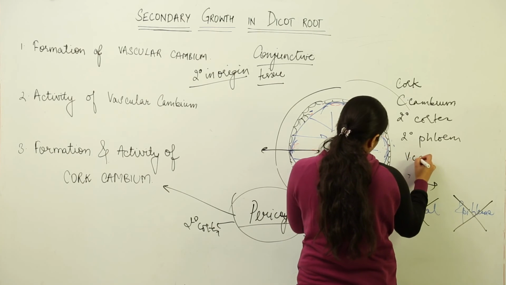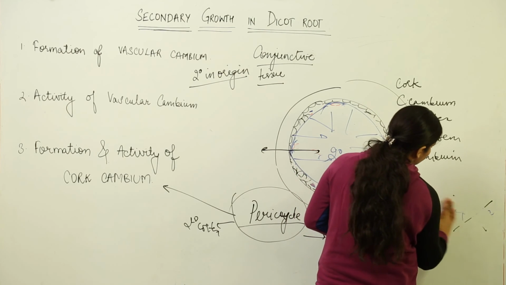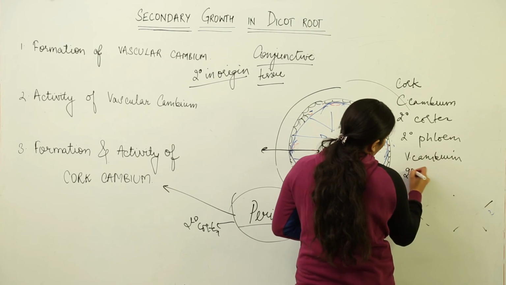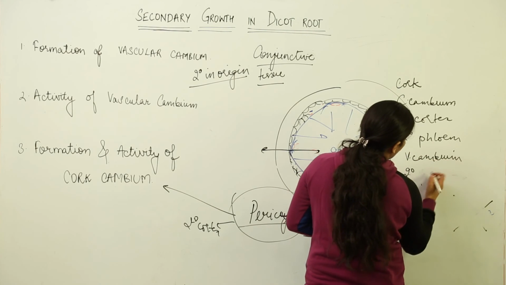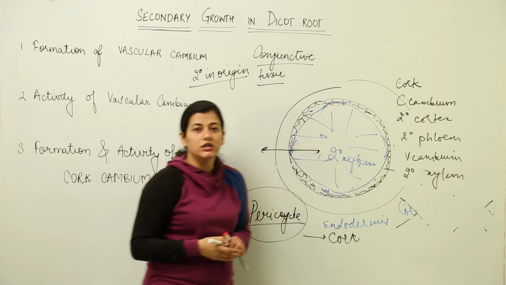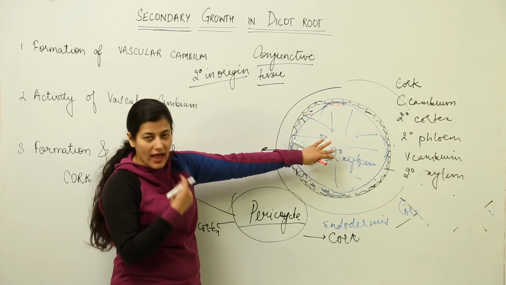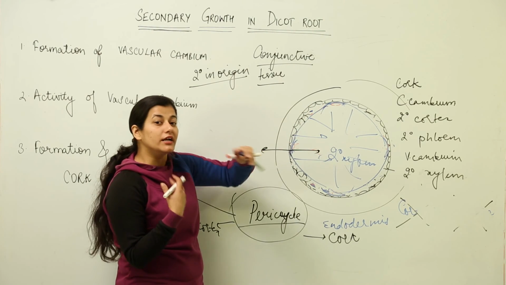We have vascular cambium, which was formed by dedifferentiation of conjunctive tissue. We have secondary phloem, and here also the secondary xylem. Here also the secondary xylem has completely crushed the primary xylem. So this is all what we have in the case of a dicot root which has undergone secondary growth.